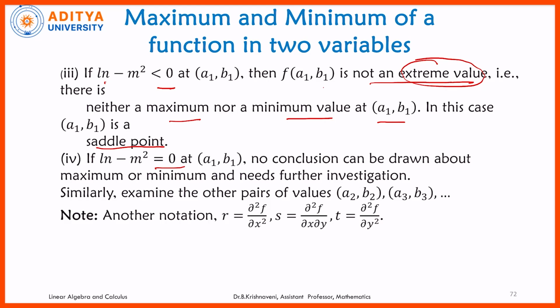Next we will see the last case, whenever LN minus M squared is 0 at a point (a1, b1). Then no conclusion can be drawn about maximum or minimum, and it needs further investigation. That means whenever LN minus M squared is equal to 0, we are not able to get a conclusion using this test, hence it needs further investigation. Similarly, we will examine the same for the other pairs of values (a2, b2), (a3, b3), and so on. From this we will get the maximum and minimum value of a function in two variables.